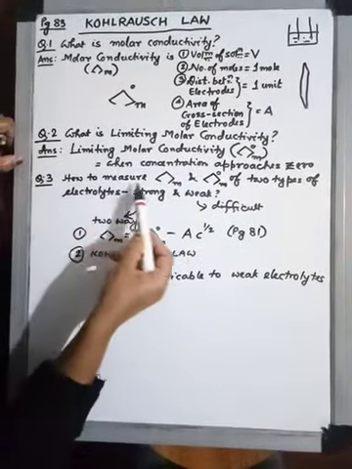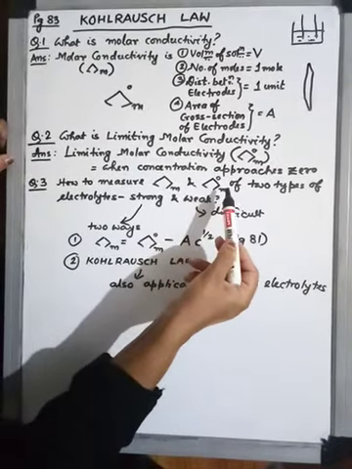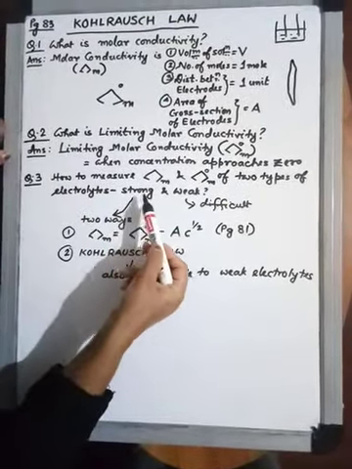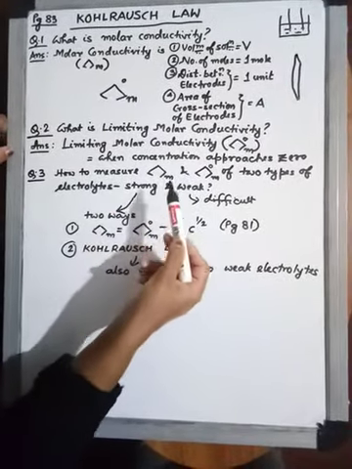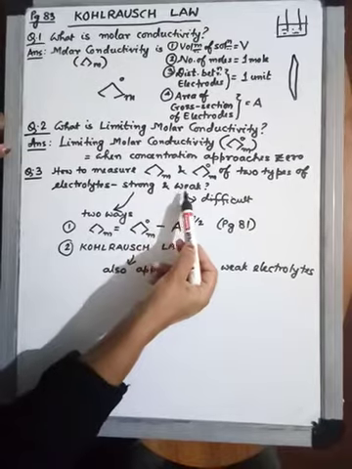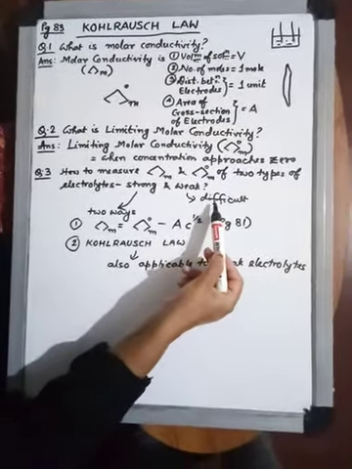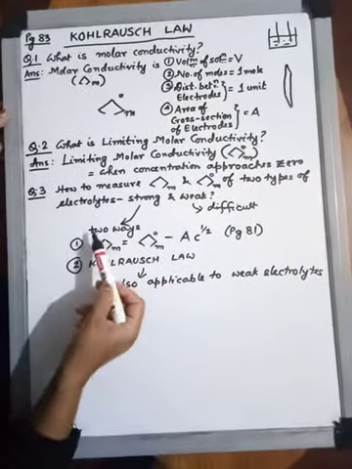So how then do we measure this molar conductivity and limiting molar conductivity of two types of electrolytes? We know that there are two types, strong and weak. So how do we measure them? Now when they went to measure this, they found that for weak electrolytes it's difficult to measure the molar conductivity. But for strong electrolytes there were two ways of measurement.